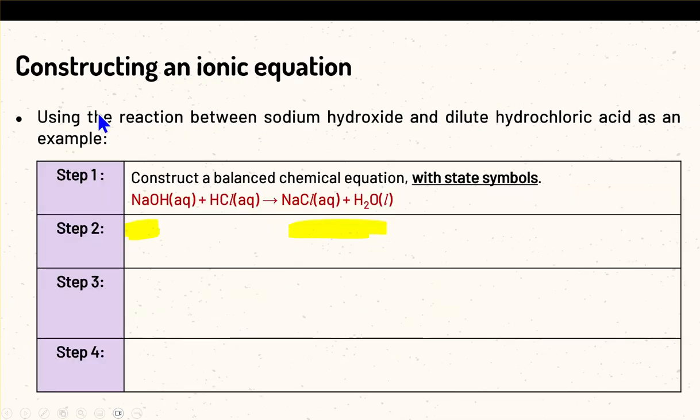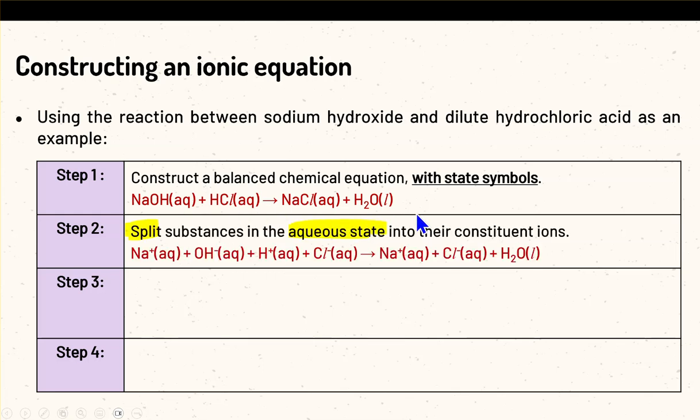Okay, let's construct our equation here. For example, write the equation. First of all, you must write the chemical equation with state symbols. For example, sodium hydroxide and hydrochloric acid. Make sure that you write a balanced chemical equation with the state symbols. Now, the sodium hydroxide, the HCl and the NaCl are all in aqueous state.